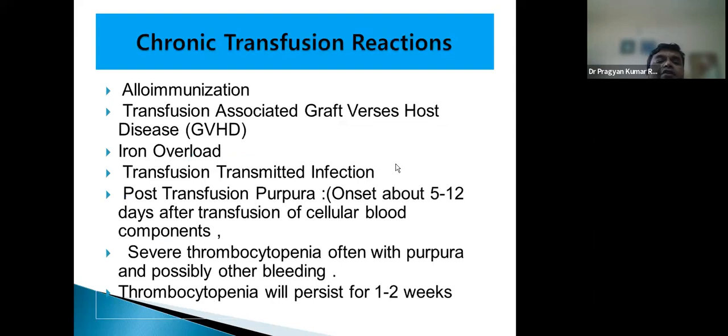There are certain things called chronic transfusion reactions, like alloimmunization, transfusion-associated graft versus host disease, iron overload, transfusion-transmitted infection, and post-transfusion purpura, which has onset within 5 to 12 days after transfusion of cellular blood components, with severe thrombocytopenia, often with purpura and possibly other bleeding. Thrombocytopenia will persist for 1 to 2 weeks. No need to bother about that, because what we are more concerned about is acute transfusion reaction.